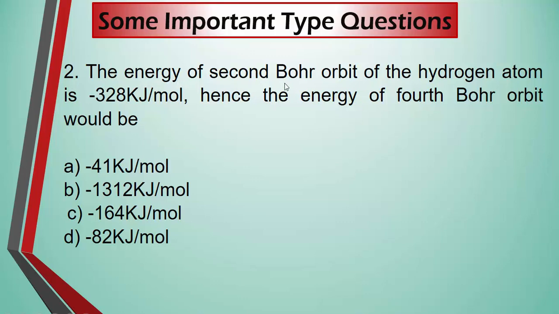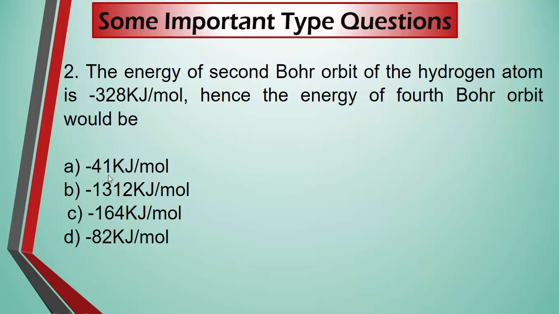The energy of second Bohr orbit of hydrogen atom is minus 328 kilojoule per mole. So the second Bohr orbit of hydrogen atom energy is given to us as minus 328 kilojoule per mole. Hence, the energy of the fourth Bohr orbit would be, so they want us to calculate the fourth orbit energy in Bohr's model of atom.